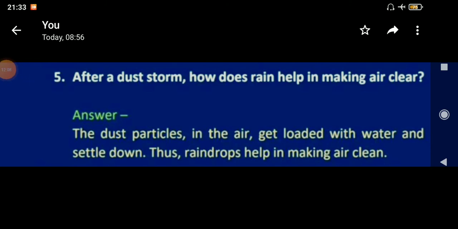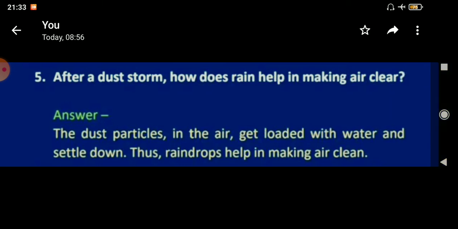The fifth question is, after a dust storm, how does rain help in making air clear? So what will be the answer? The dust particles in the air get loaded with water and settle down. So this is also an example of loading. So thus what happens is that raindrops help in making air clean.